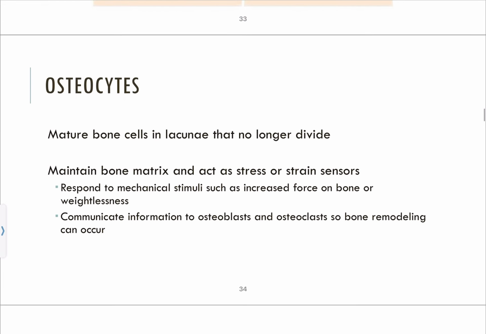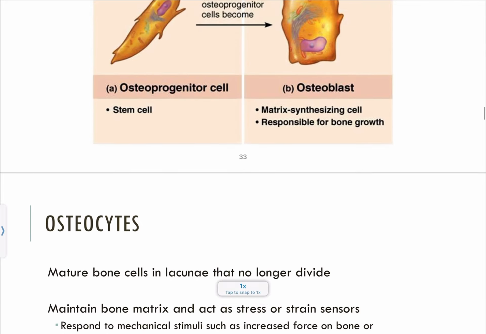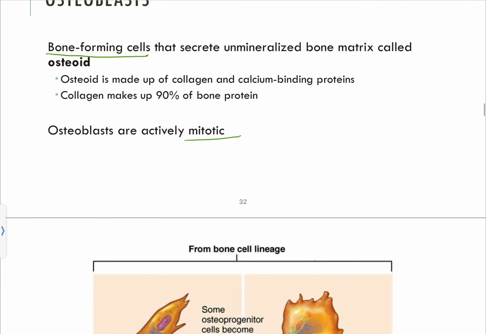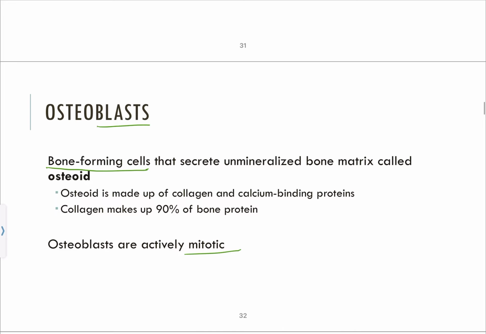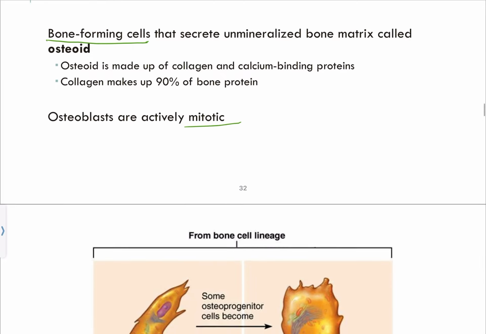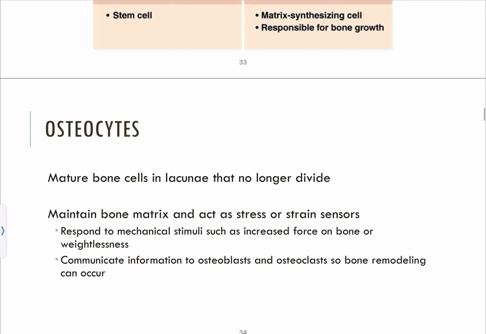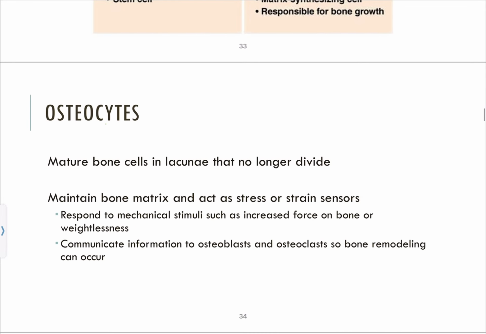We have our third type of cell, which are osteocytes. And if you remember, blasts are what we call immature. If you see blast, this is the immature form of a cell. So when we talked about cartilage, if we have a chondroblast, that would be the immature form. When we get to a mature cell, its suffix is cyte. So that just means mature. So osteocytes are mature bone cells.